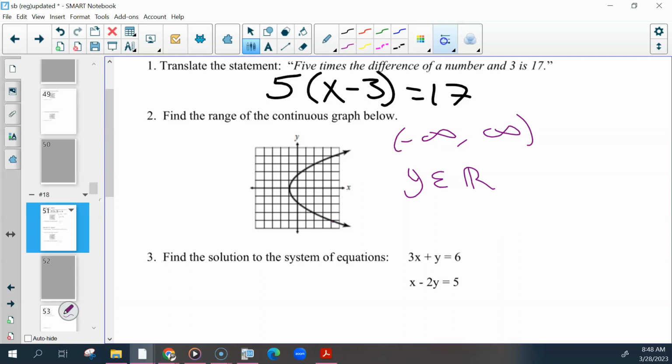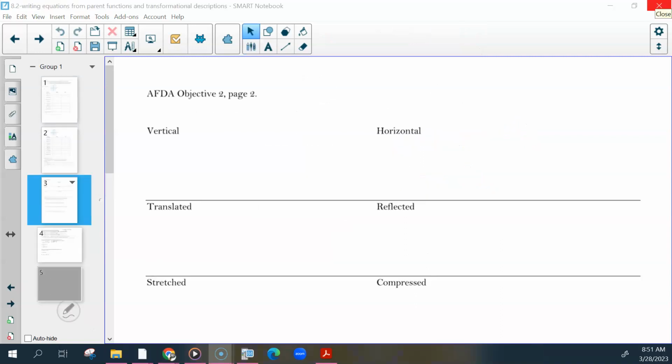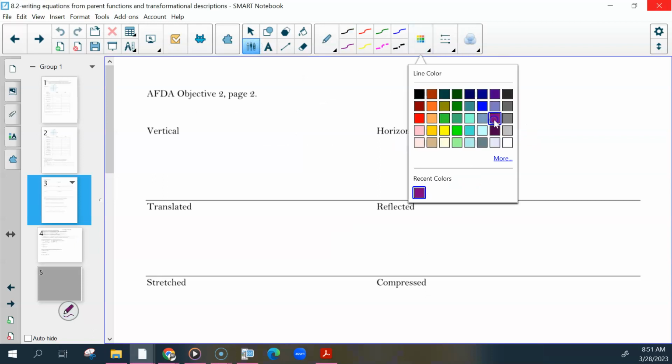Other questions on the shark bite? Okay. So you should all have your notes from last class in front of you. Does anyone need another copy of those?